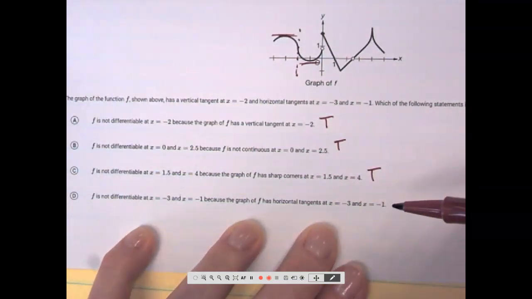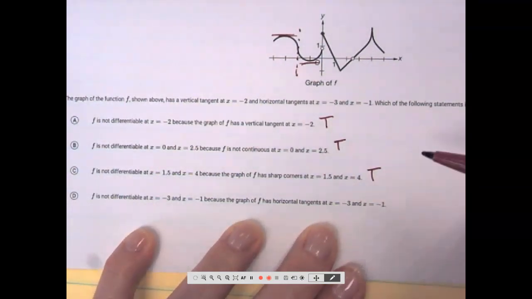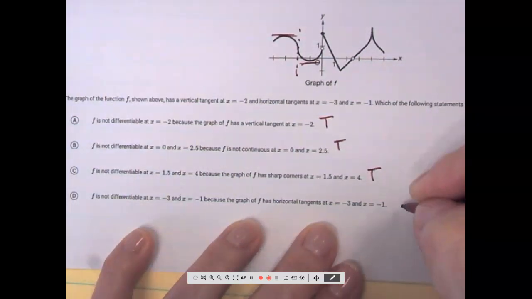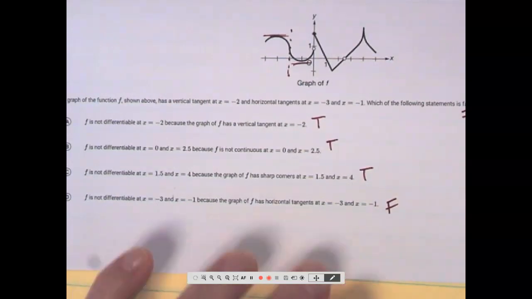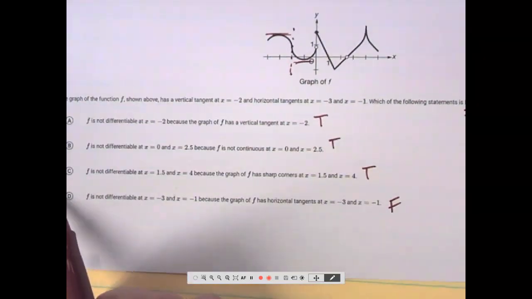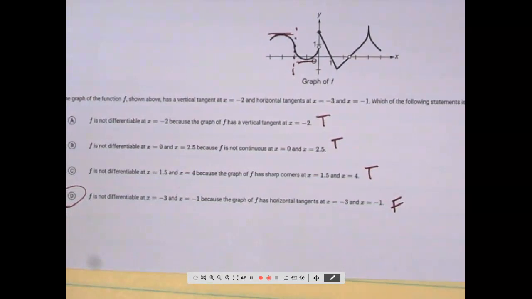Let's hope it's part D. F is not differentiable at negative 3 and negative 1 because there are horizontal tangents. False. Yes, that is false. It is differentiable. The slope is 0. So that one would be D. Good.